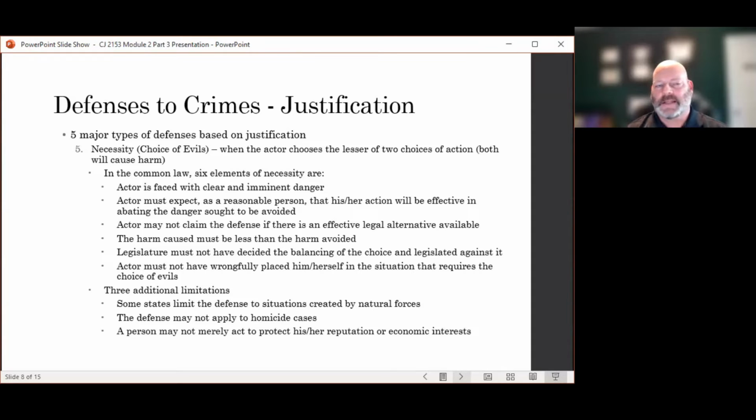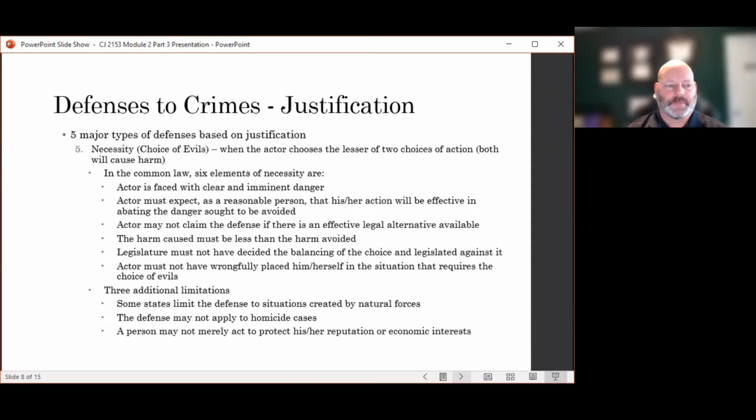The actor may not claim the defense if there is an effective legal alternative available. And the harm caused must be less than the harm avoided. The legislator must not have decided the balancing of the choice and legislated against it. And the actor must not have wrongfully placed himself or herself in the situation that requires the choice of evils.